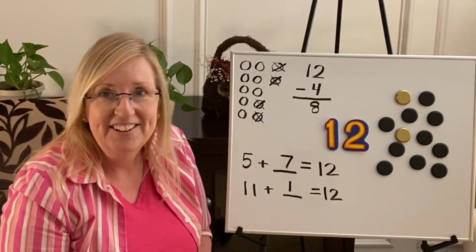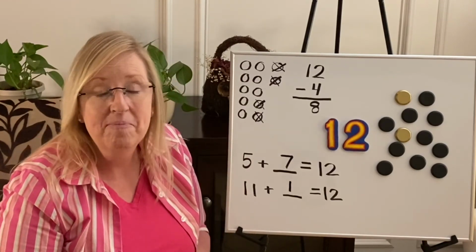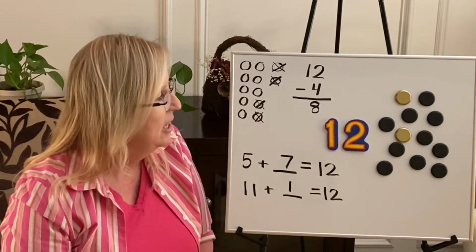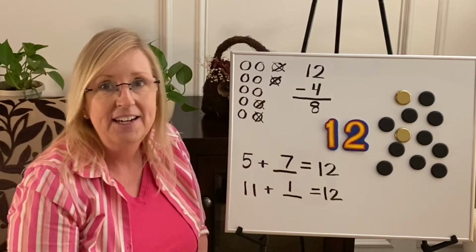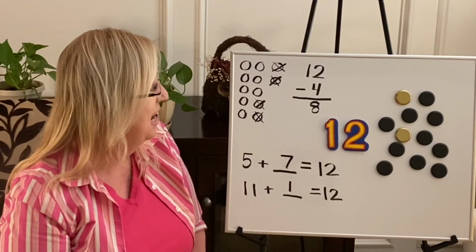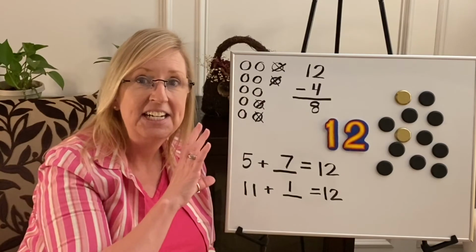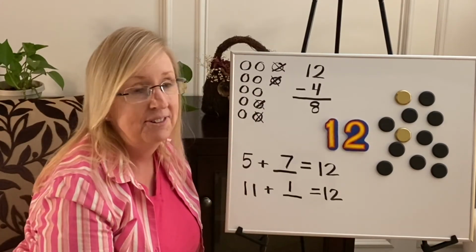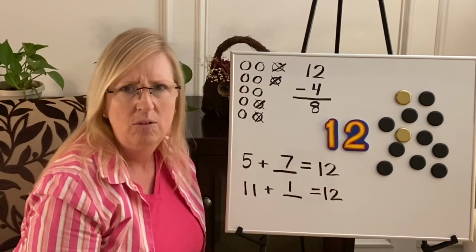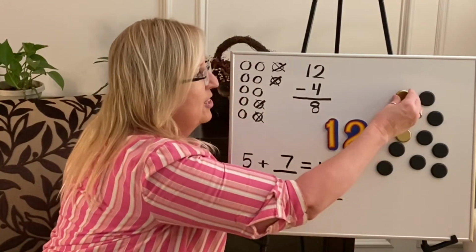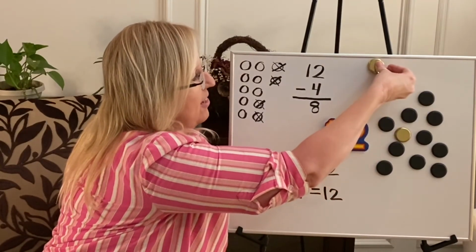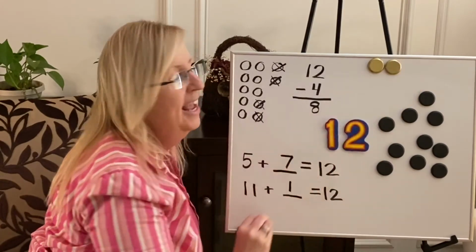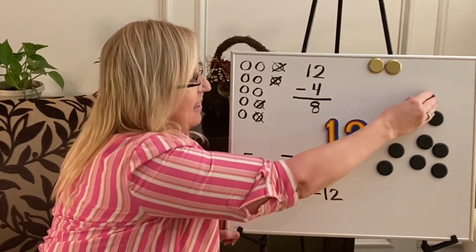Our last thing that we're going to do today is we're going to sort our magnets. I made sure that I put up 12 magnets, but we need to do them just like we did when we were doing our 10 frame way. We need to get 10 of our magnets and then continue to count on. Do it with me, please. Let's do our gold magnets first. We're going to sort by color. So we'll put our gold magnets up here at the top. And then we'll do our black magnets.